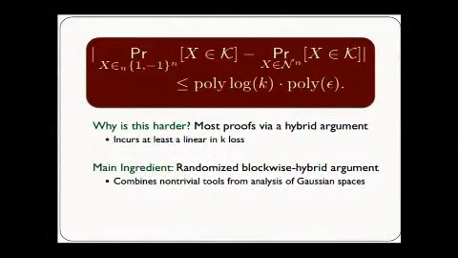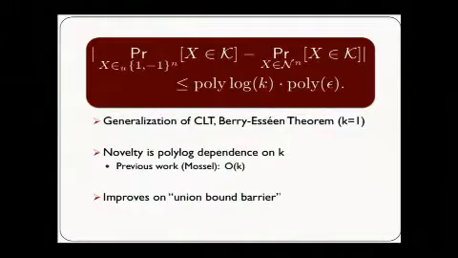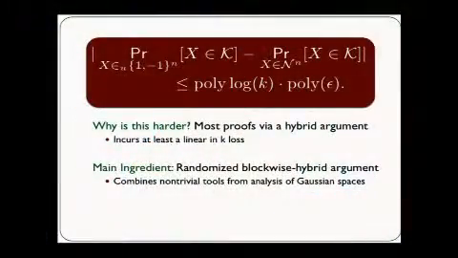And unfortunately, I won't be able to talk in depth or in any detail about the proof of this invariance principle, but let me say a couple of words. One of which is that this is much harder than proving a linear in k bound, I think. And intuitively, this is mainly because most proofs of invariance principles go directly or indirectly via a hybrid argument, where you replace one variable at a time. And when you try to do such an argument in this setting, you incur a loss that is at least linear in k.